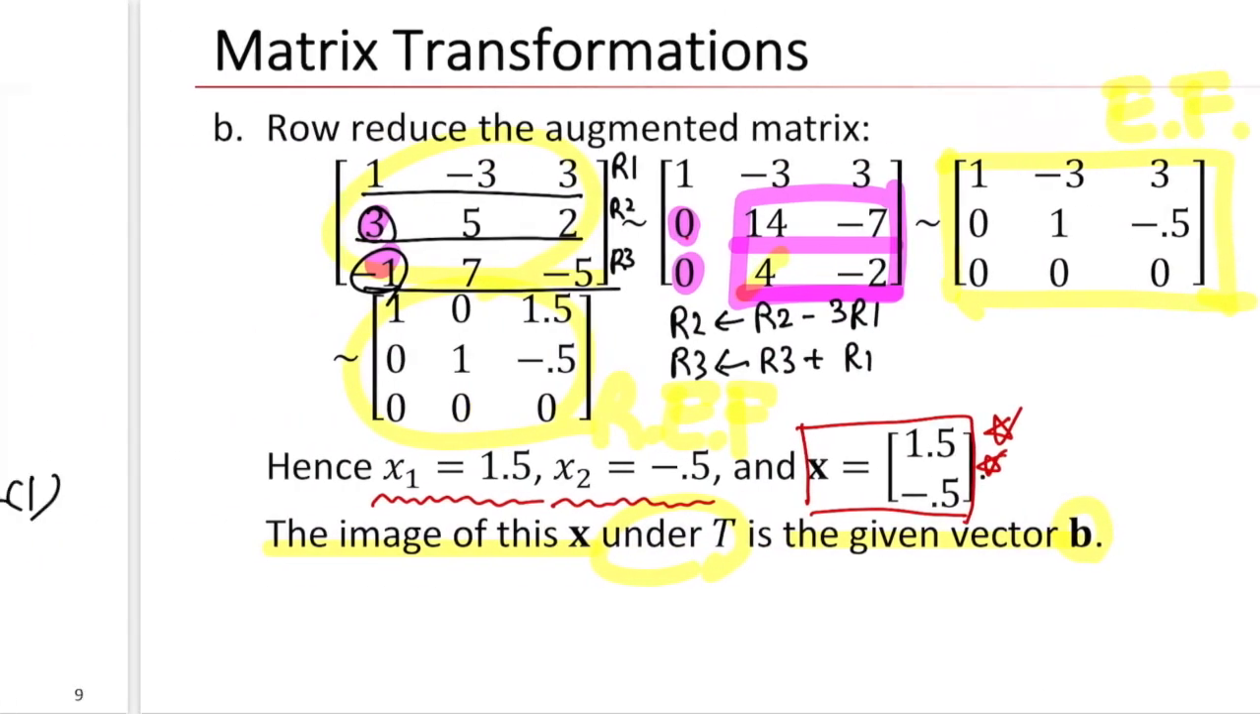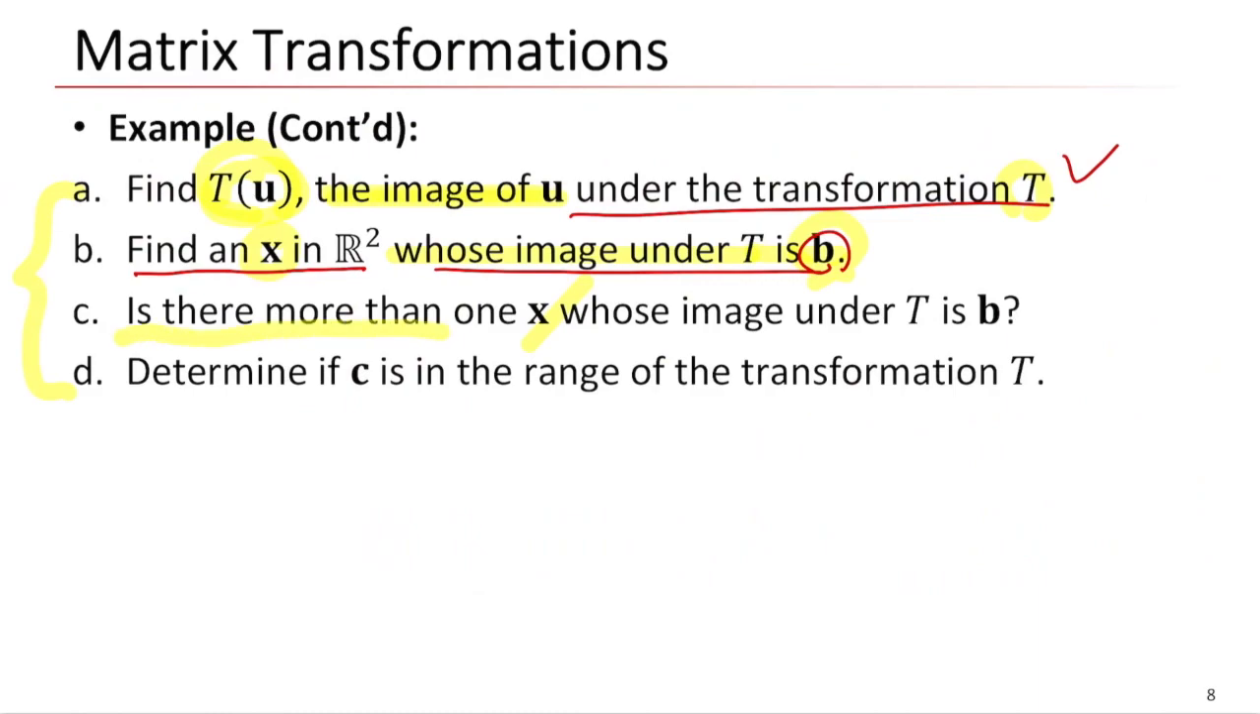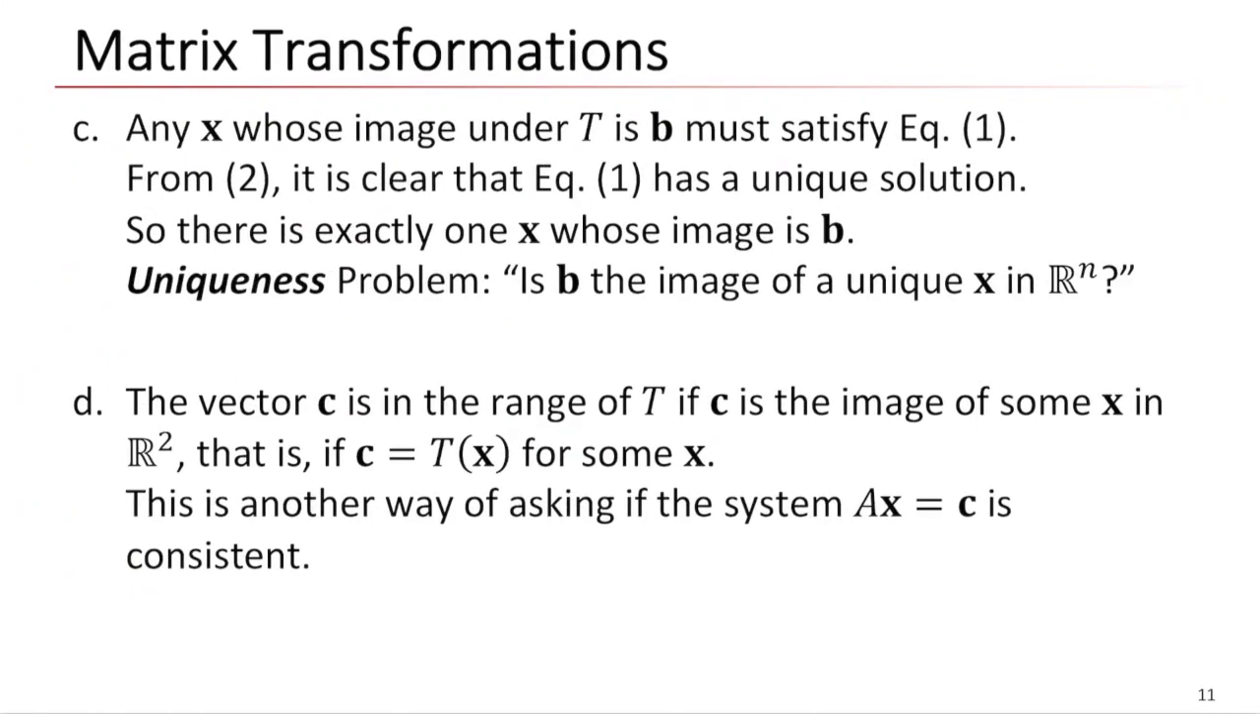What is question C? Third question: is there more than one x whose image under T is B? Actually, this question is related to the second question, right? Why? Let's say AX equals B. Then this question is exactly asking whether there exists more than one solution that satisfies this relationship AX equals B. This question is related to the uniqueness problem.